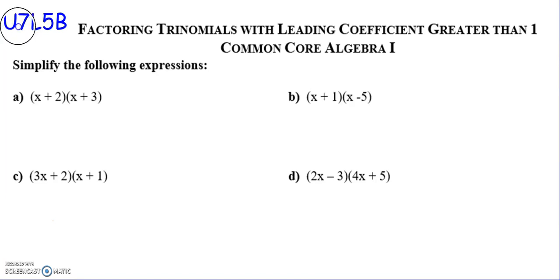Alright guys, this is Unit 7, Lesson 5B, because we split up Lesson 5 into 2 lessons. Today we're going to continue factoring trinomials, but this time our trinomials are going to have leading coefficients greater than 1. This is a very difficult skill that a lot of students struggle with, so we need to get it down because it will come up a lot in the next couple years. So I'll explain what this means in just a second.